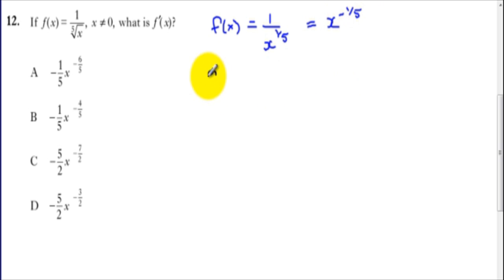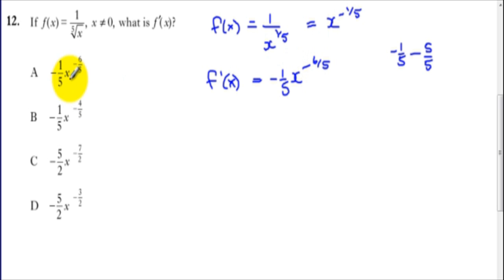Now we can differentiate. F dashed x, multiply by the power that's there already, which is negative 1/5, times x to the power negative 1/5 minus 1. Now minus 1 we can write as minus 5/5. Minus 1/5 minus 5/5 is minus 6/5. So this is the answer A.